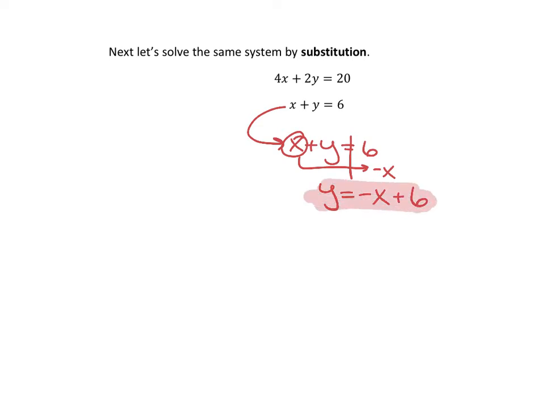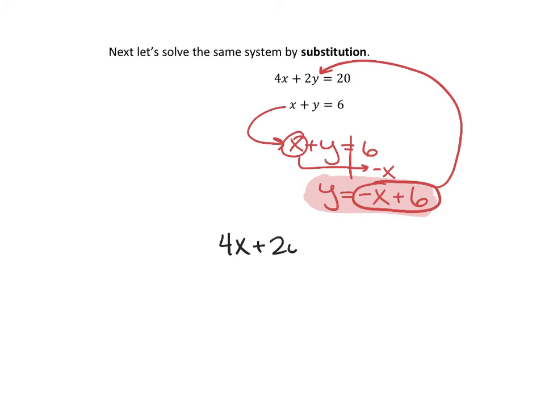This is what I'm going to use as my isolated expression to plug in to the other equation. We're going to take the expression negative x plus 6 and we're going to plug it in for y in the first equation. Okay, so let's do that. We have 4x plus 2y equal to 20, but I'm going to replace or substitute that y for the expression we just found, negative x plus 6.